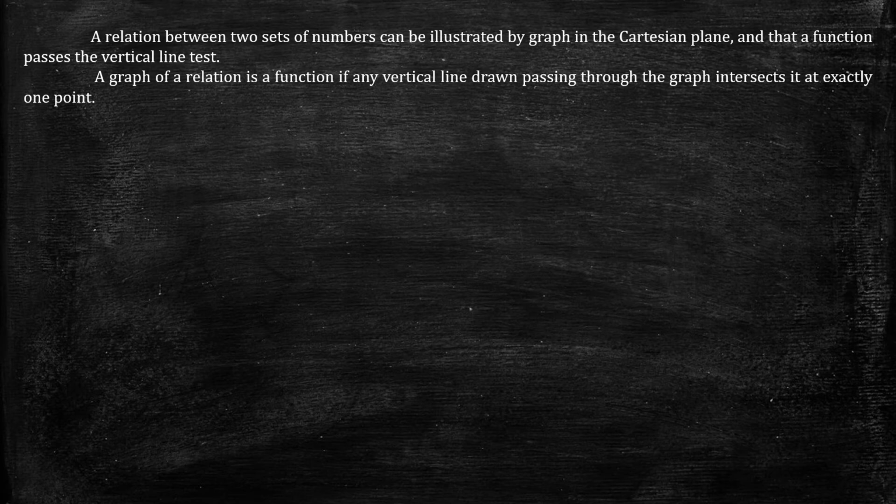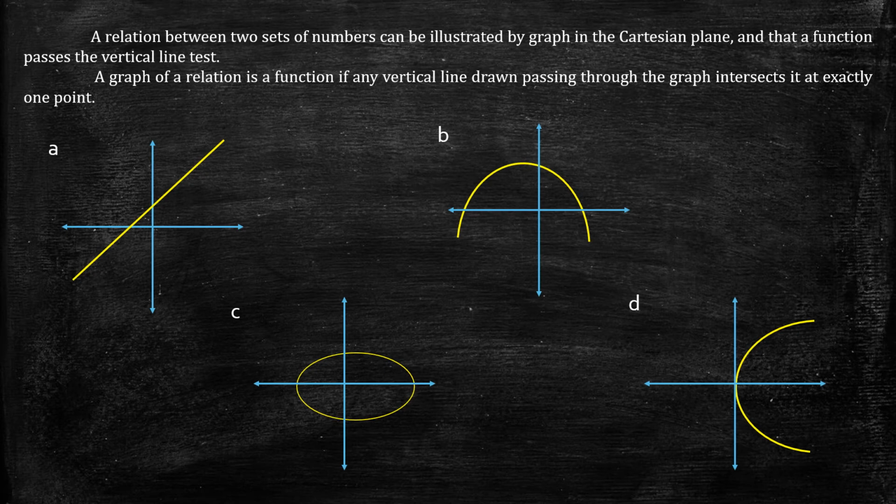Okay. A relation between two sets of numbers can be illustrated by a graph in the Cartesian plane. So, it can be a graph, right? To determine a function, we can use a graph, and a function passes the vertical line test. A graph of a relation is a function if any vertical line drawn passing through the graph intersects it at exactly one point. Okay? Let's say, for example, these are functions: a line, a parabola, an ellipse.